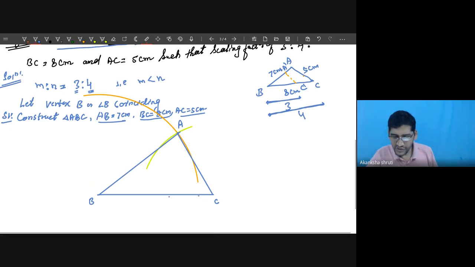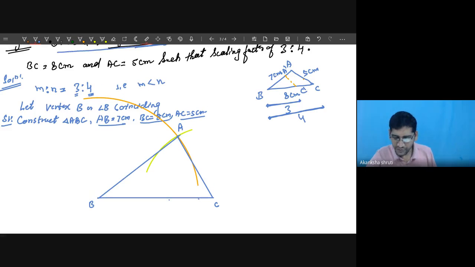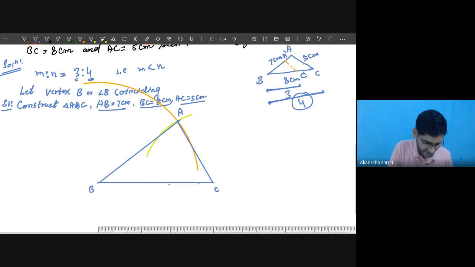So we need not add 3 plus 4 and draw a line. No, because this 4 also has to be measured from this B, and the 3 also has to be measured from the B. So the longest length is what we have to draw. So write down this step. Step number 2.